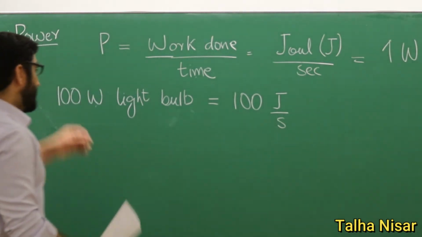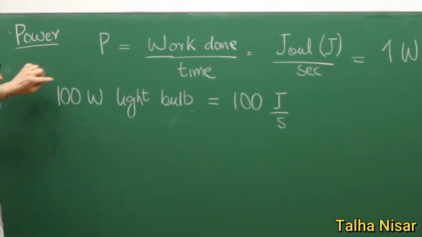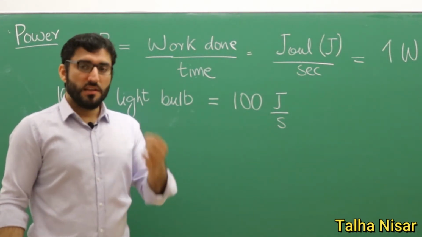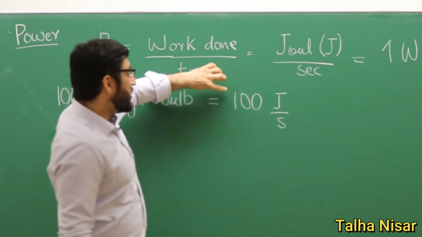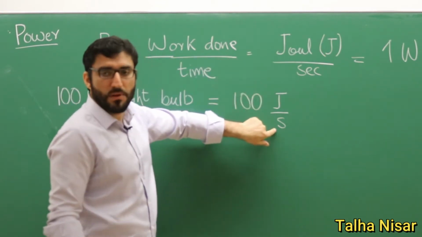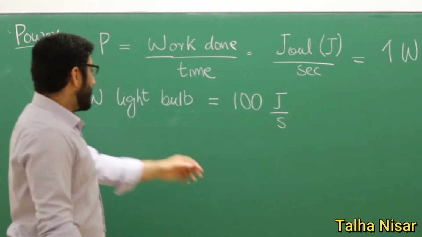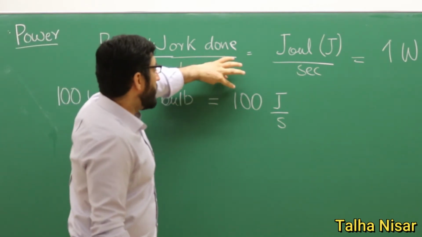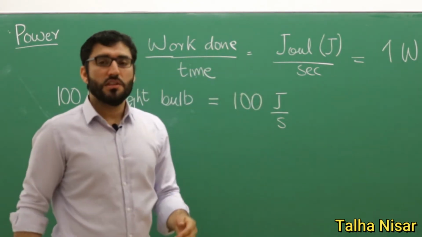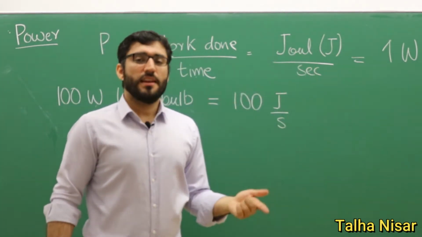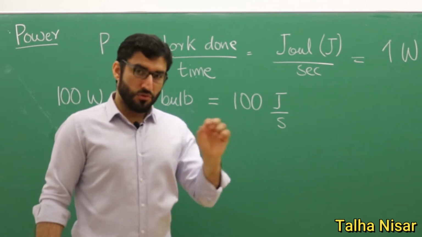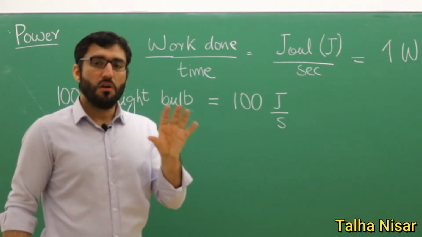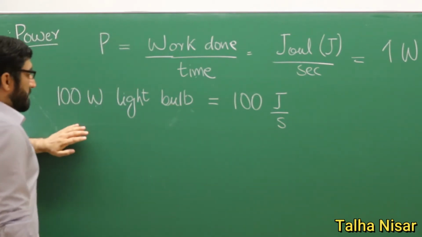What does it mean? It means that the 100-watt light bulb is transferring 100 joule electrical energy per second. So every second this 100-watt light bulb is converting 100 joule of electrical energy to light and also some small amount of heat. That's why electric bulbs are also hot. So this is what it means.